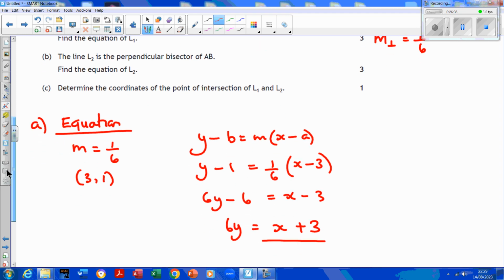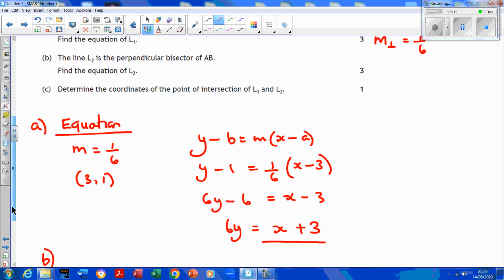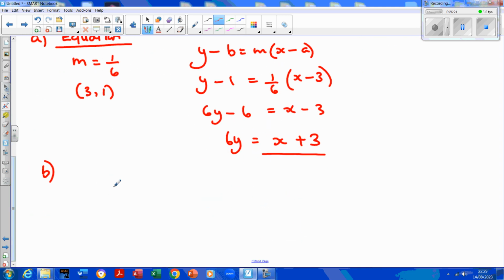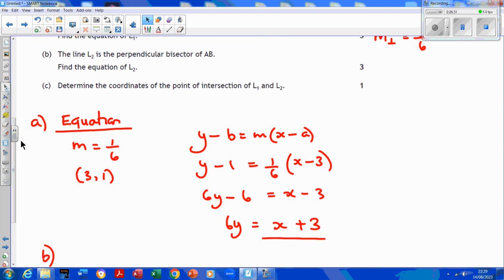So the next thing we've got to do for part B is we have got to find the equation of the line L2, which is the perpendicular bisector of AB. So we want the perpendicular bisector of AB. Now what I'm going to do is I'm just going to draw the line for the line, and then we'll draw the perpendicular bisector on it. So perpendicular bisector of AB.